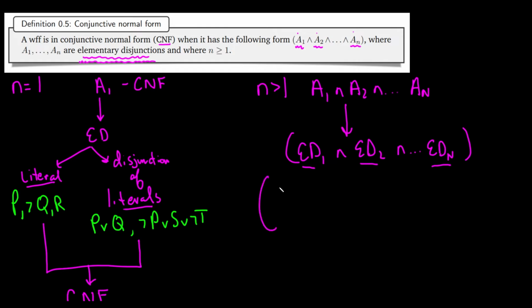Again, each one of those elementary disjunctions is either a literal, so it's a formula like P or not P, or it is a disjunction of literals.